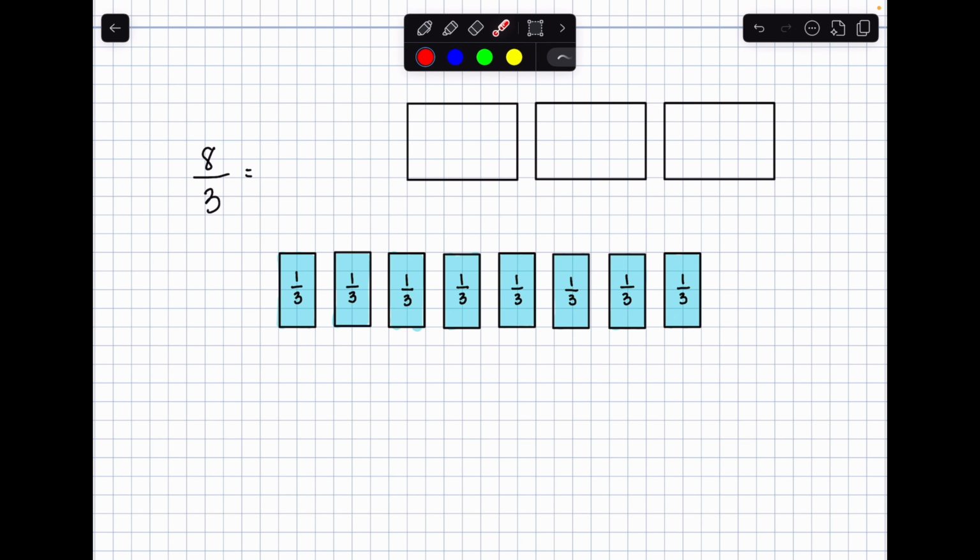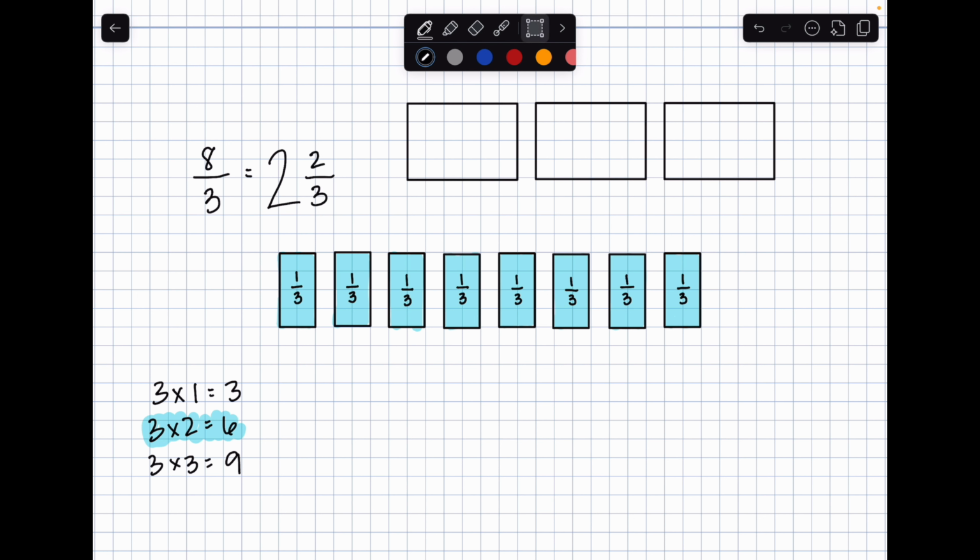For this example, we're going to use 8/3. I've got 8 1/3 down here already. And the first question I need to ask myself is, how many groups of 3 can I take out of 8? I know that 3 times 1 equals 3. I know that 3 times 2 equals 6. And I know that 3 times 3 equals 9. My 6 is the closest to 8 without going over. So I know I can take 2 groups of 3 out of 8. And I'm left with 2/3.